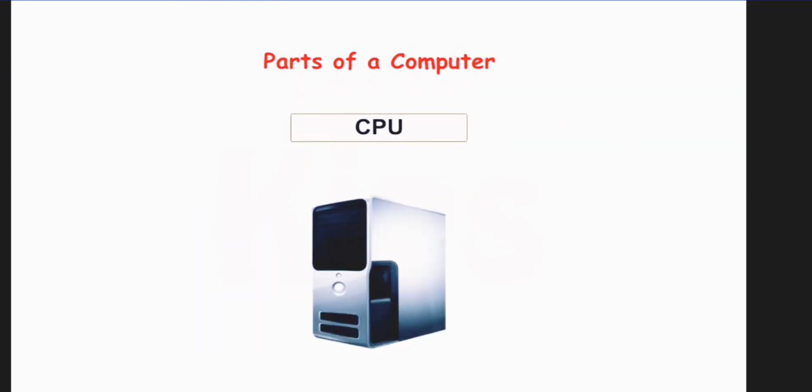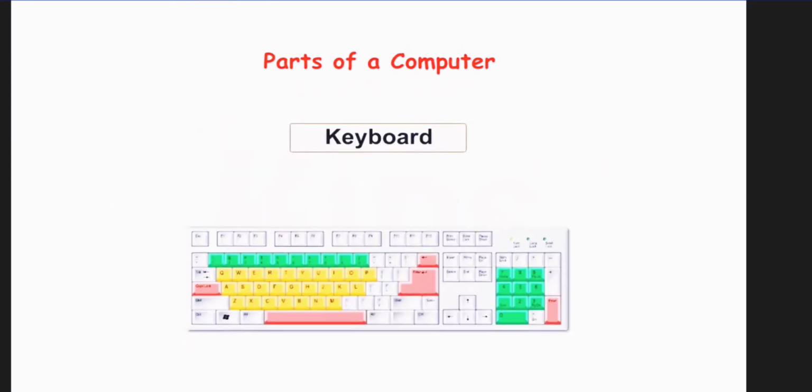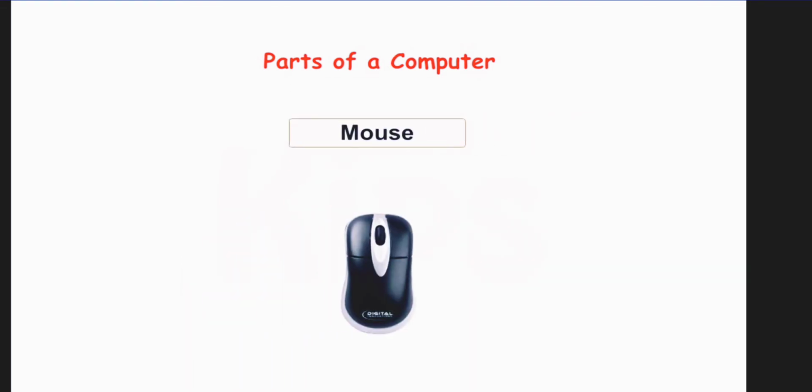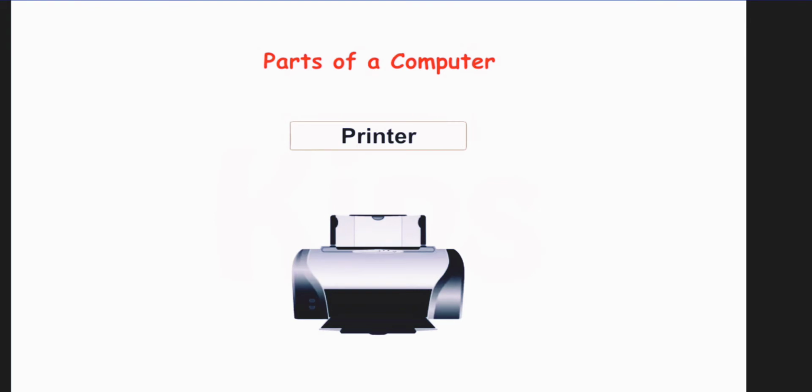Monitor, CPU, keyboard, mouse, and printer. Okay, let us first talk about monitor.